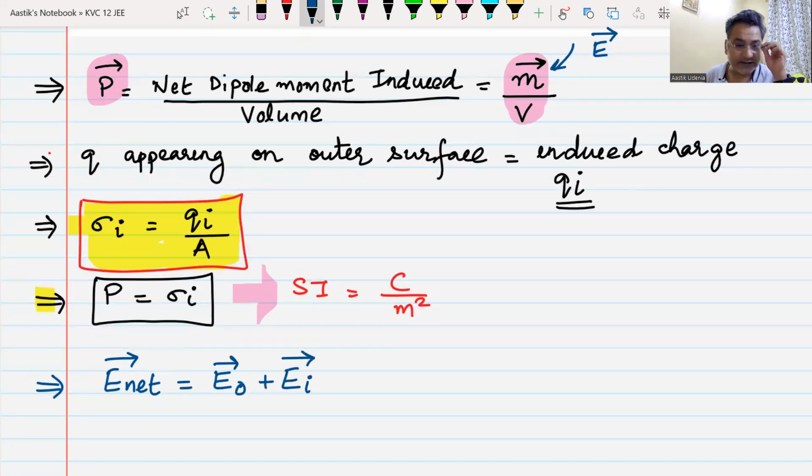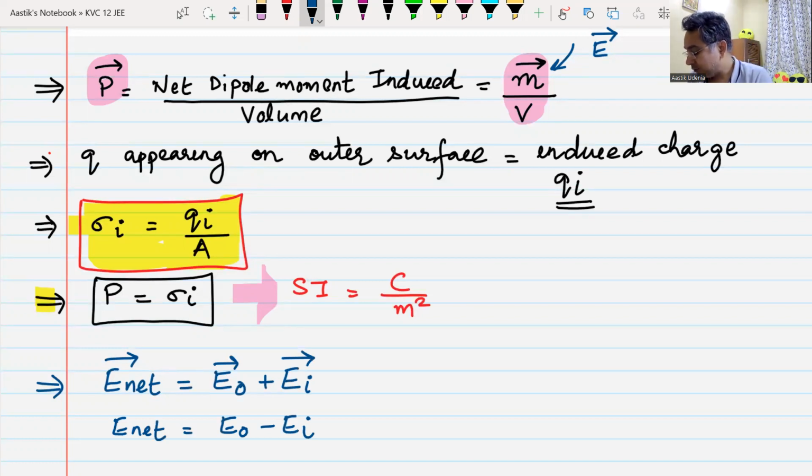So I must write it vectorly like this. If I just want to write out the magnitude, the magnitude of this will be E naught minus EI. This is what I've written magnitude-wise. It is the same thing. Do we understand this?